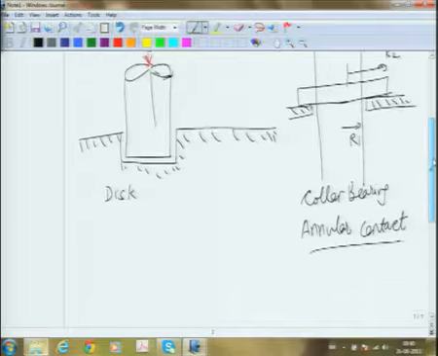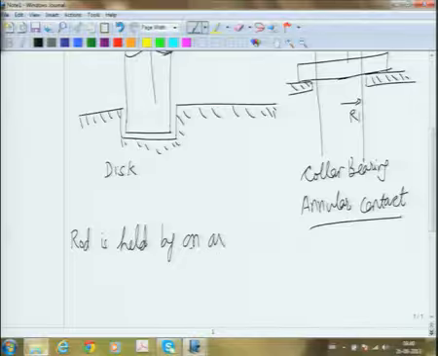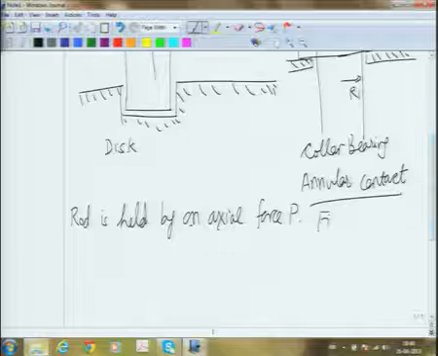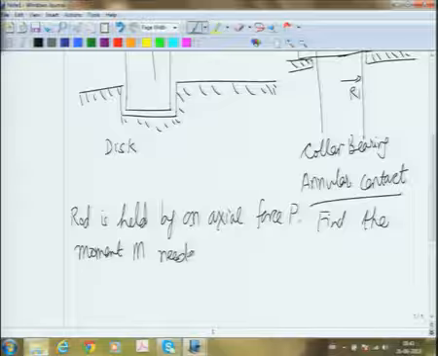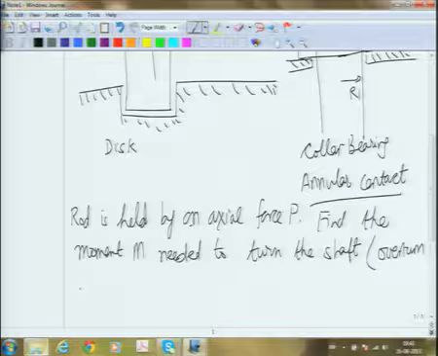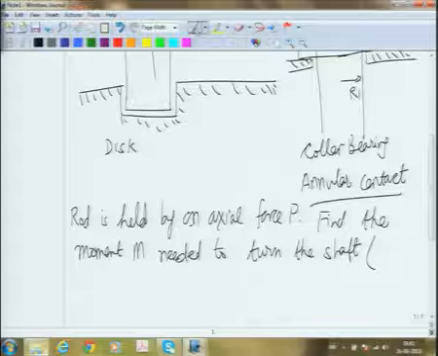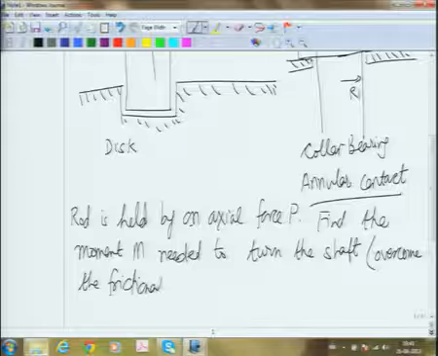So, now here what we are given, and what we want to find out, is that the rod is held by an axial force P, and we want to find the moment M needed to turn the shaft, or in other words, the axial moment needed to overcome the frictional couple.